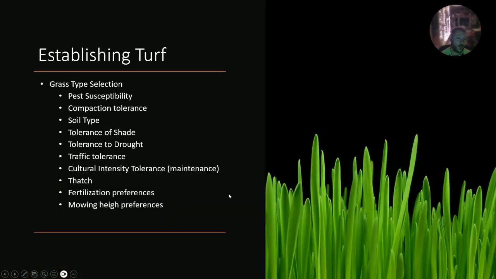So establishing turf, how do we do it? Well, we need to select our grasses, right? We select them based on the pest susceptibility, the compaction tolerance, the soil type, tolerance of shade, tolerance of drought, traffic tolerance, cultural intensity tolerance is what they wrote in the book, but really that means maintenance. What kind of maintenance is it going to incur? What kind of thatch layer is it going to create? What's its fertilization preferences and what's its preferred mowing height? All of those things we need to take a look at before we select the right grass for establishing a turf.